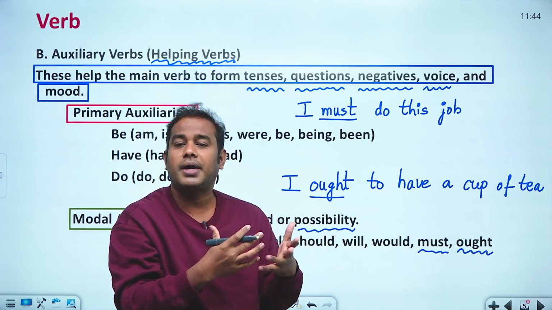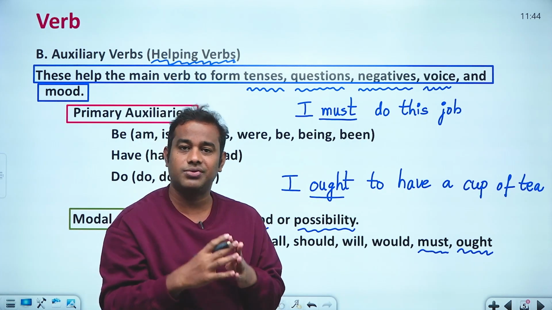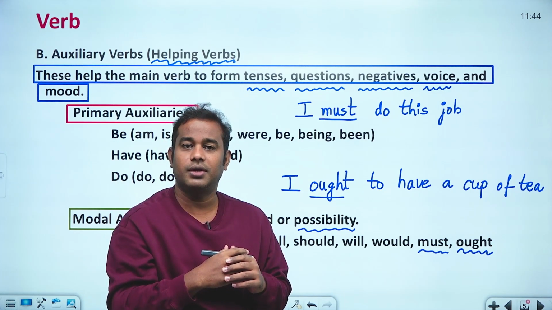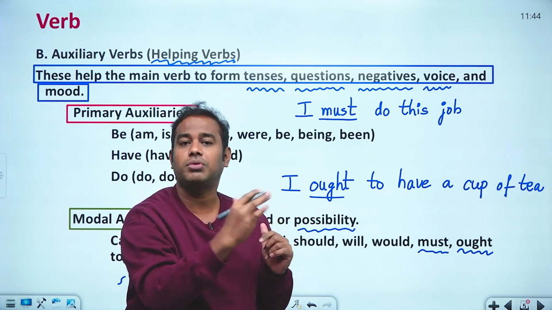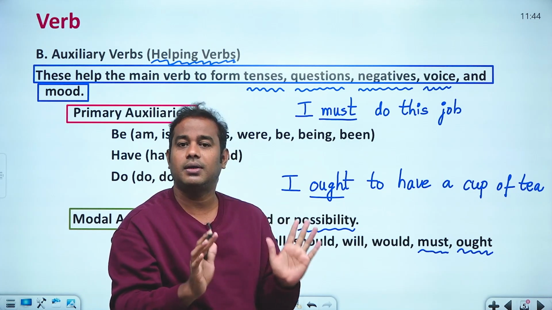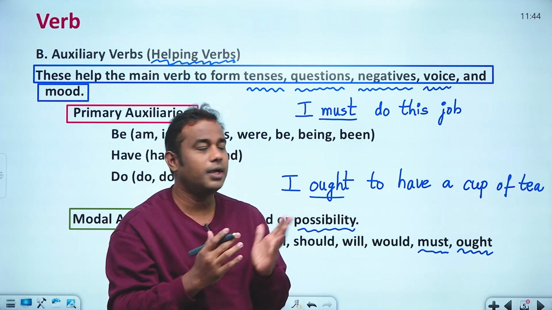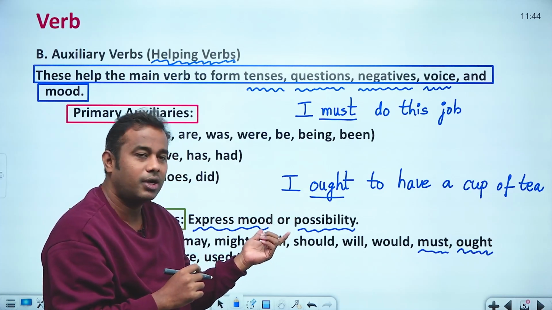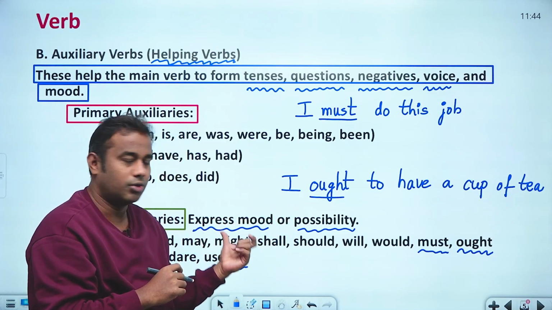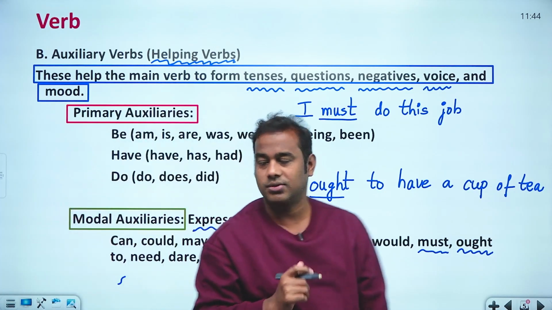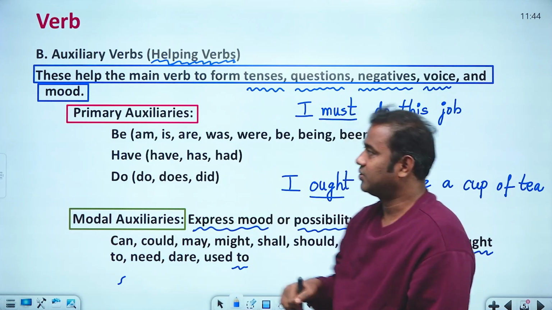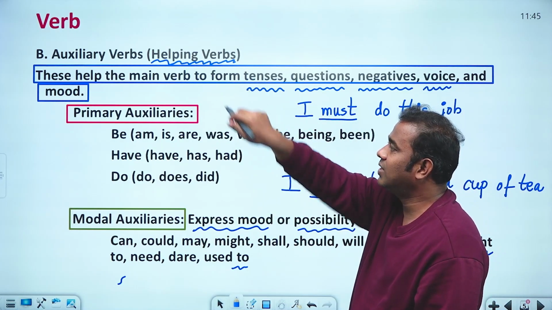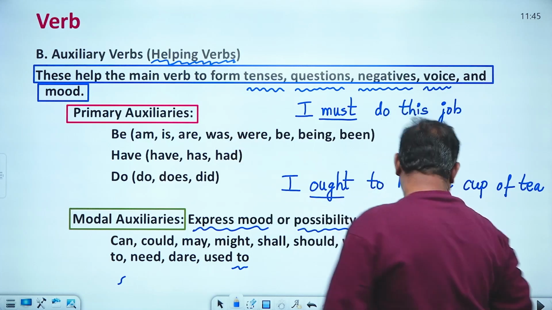Or else your parents will say, you must cook the food today. It means you have no other option. You have to cook the food today for the rest of the people at home. So likewise all these things. So must expresses possibility or mood. These are the basic things regarding modal auxiliaries. This comes under the category of auxiliary verbs, and in that, auxiliary is primary and modal.